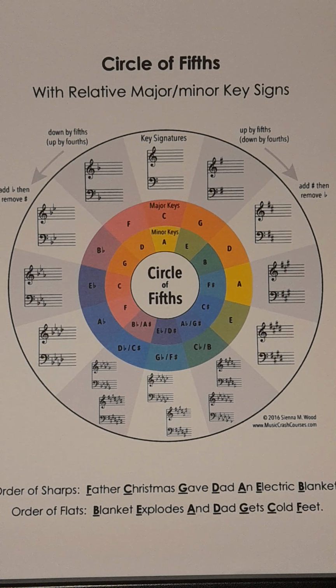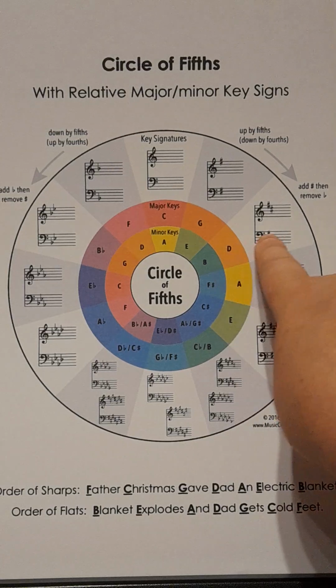So what's the fifth note of the G major scale? G, A, B, C, D. So if we built a D major scale using the same formula, it's D, E, F sharp, G, A, B, C sharp, D. We have two sharps in the key of D major.